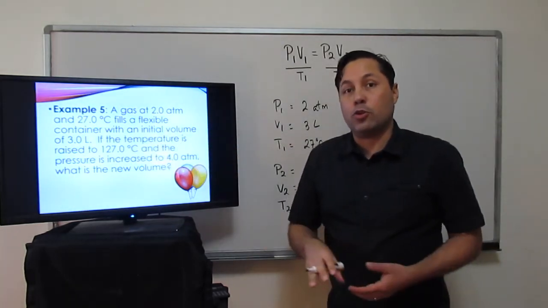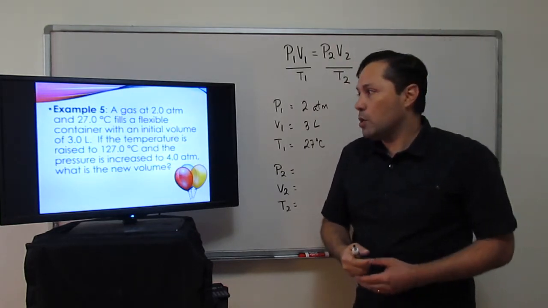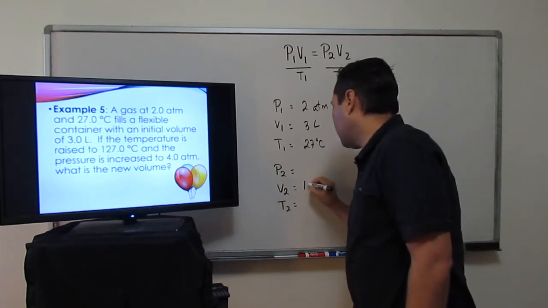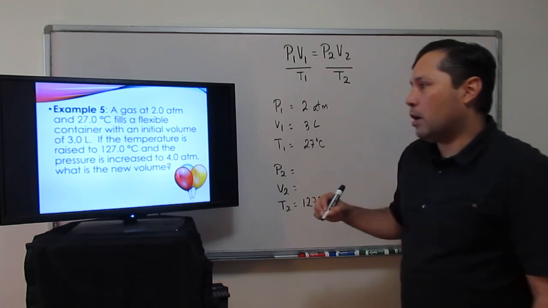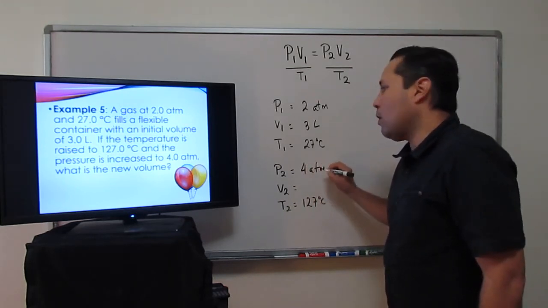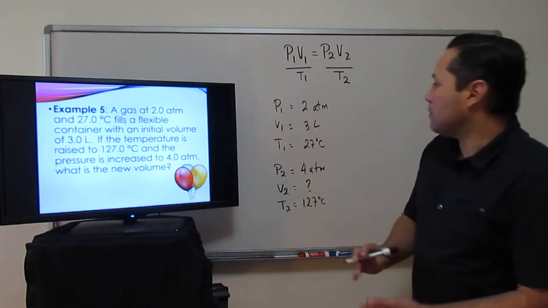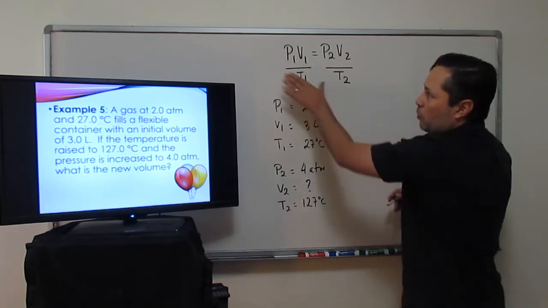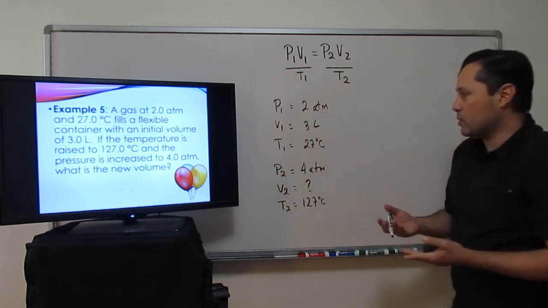The second sentence usually has the after, so that's P2, V2, or T2. So if the temperature is raised to 127 degrees Celsius and the pressure is increased to 4 atm, what will be the new volume for this gas? So there we have it. Those are all the information that's given to us. So P1, V1, and T1 are before and will go here on the left. P2, V2, and T2 will go here on the right hand side.